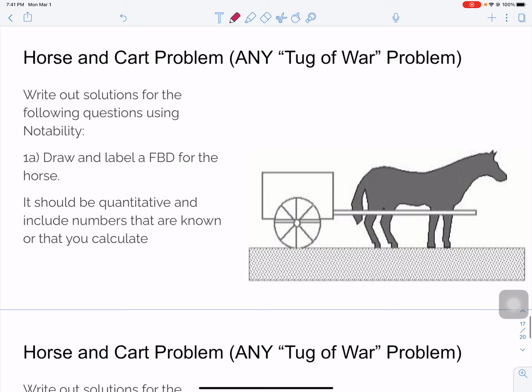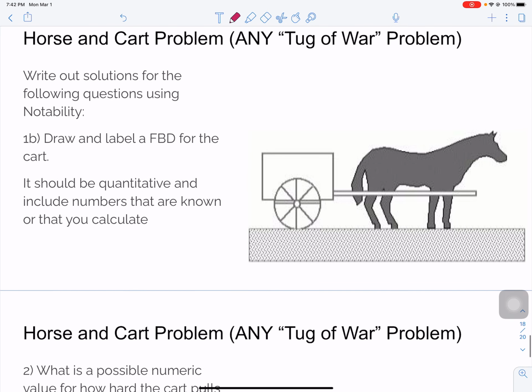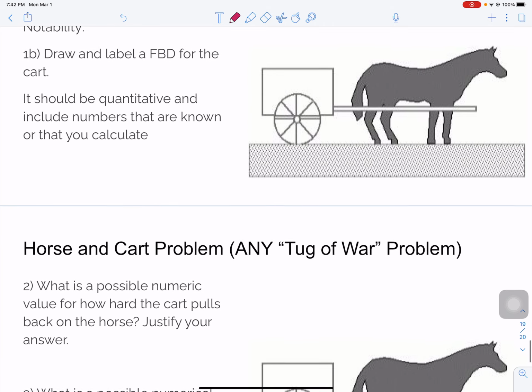So here are the problems. 1A: draw and label a free body diagram for the horse. It should be quantitative. What that means is that you can find numbers for everything, so the length of each force arrow is proportional to the size of the force. That's the first one. 1B: draw and label a free body diagram for the cart. It should be quantitative, including numbers that are known or that you calculate.